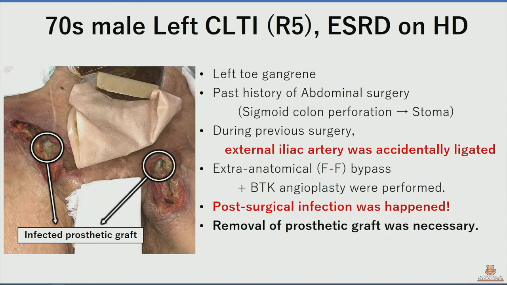So, in the previous procedure, we could not recanalize; all of the guidewires could not pass the ligated point. Then we finally gave up the endovascular procedure, and we performed femoral bypass, extra-anatomical bypass, as an alternative therapy. And additional below-the-knee angioplasty was performed, and the patient's gangrene condition improved.